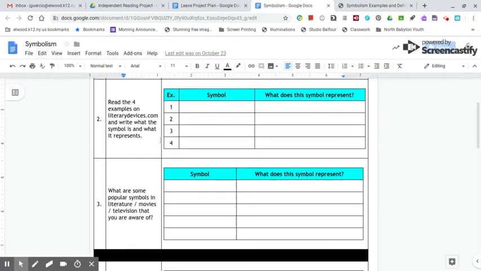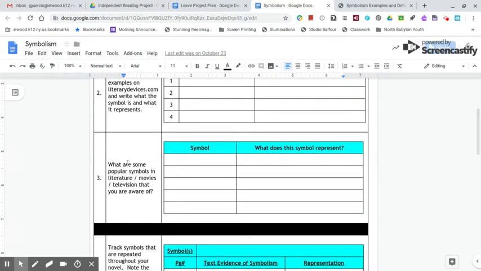But number 3, this you're also doing at home, is what are some popular symbols in literature, movies, television that you are aware of? So think about things that are pretty standard symbols, things that you already know. Objects or things that represent something else. We did this with the symbolism game last year. We should see it on TV all the time.